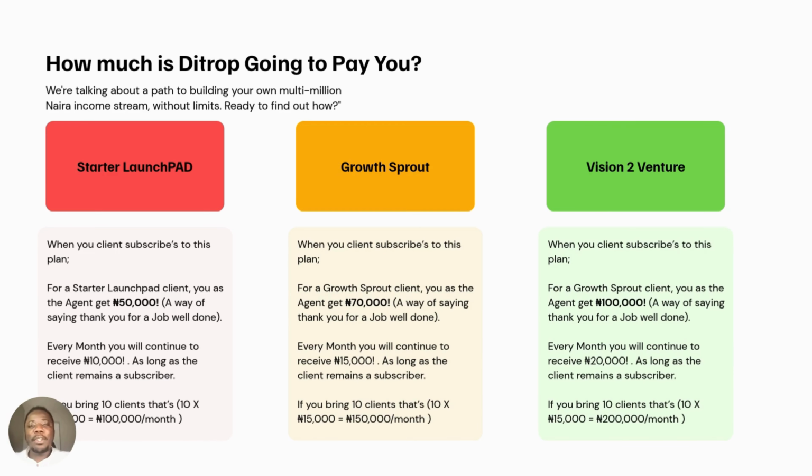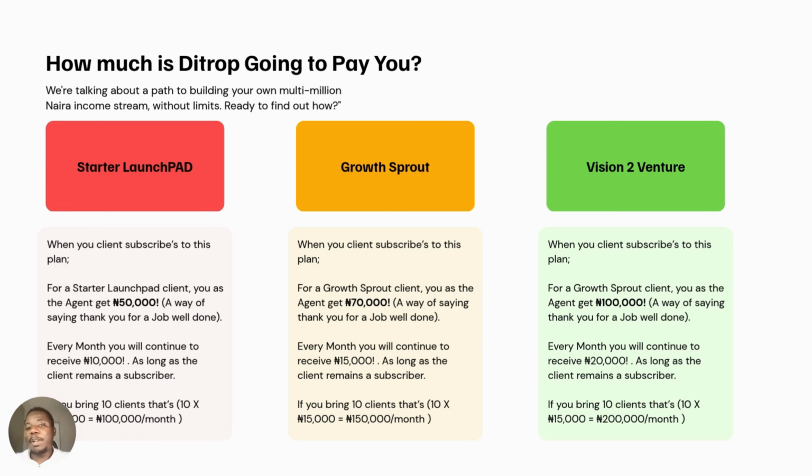So how much are you going to pay? Right now at Ditrop, we've productized our offerings and services. Everything is on the website, and you can find more information at sme.ditrop.ca. That's SME, S for Sierra, M for Mike, E for Echo, dot Ditrop, which is Delta, India, Tango, Romeo, Oscar, Papa, dot C-A. Again, sme.ditrop.ca.